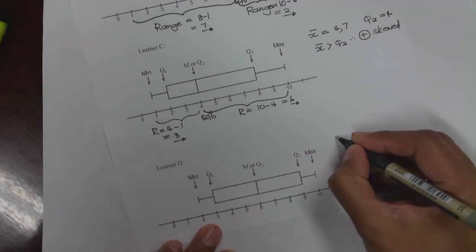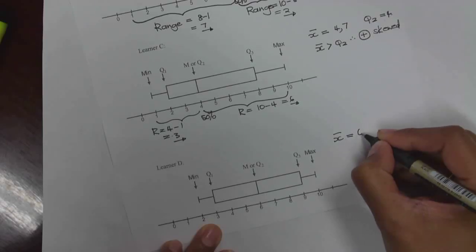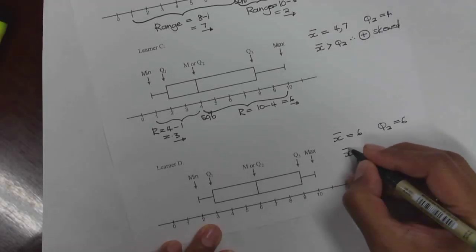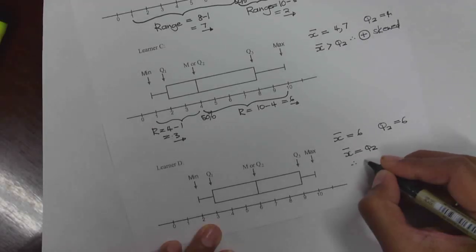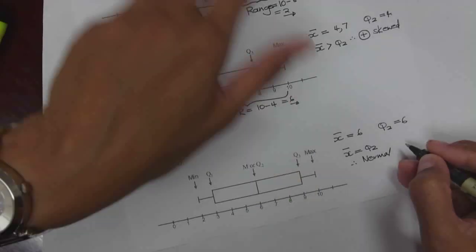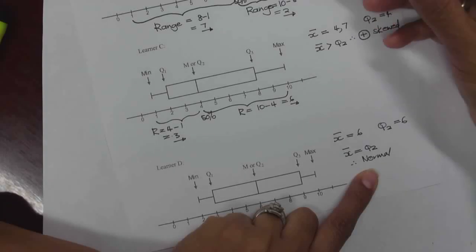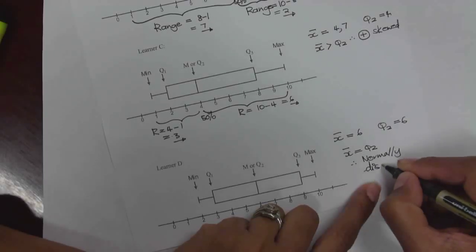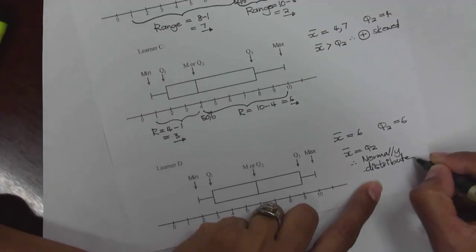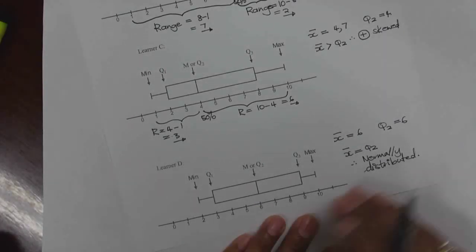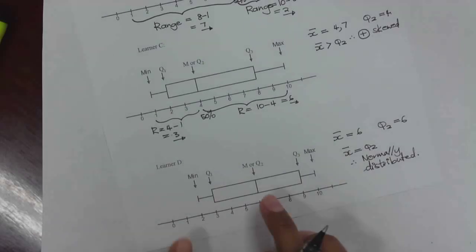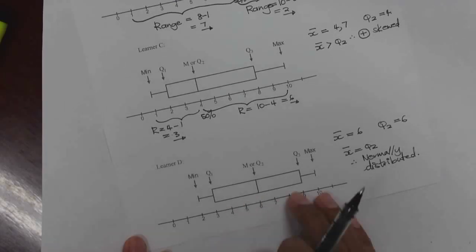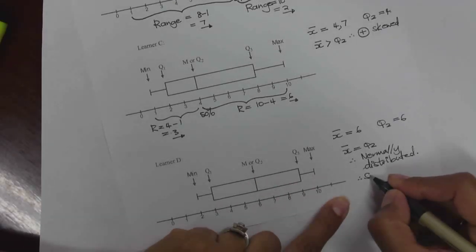Now let's look at learner D. Learner D, your mean is 6. Your median is 6. So when your mean is equal to your median, that means it's normal. Not that the others are abnormal, but we say these are not normally distributed. This is normally distributed. And that's it for this. The data values on either side of the median are balanced. So there's no pull to the right or to the left. It is symmetrical. Okay? So we can say it's symmetrical.